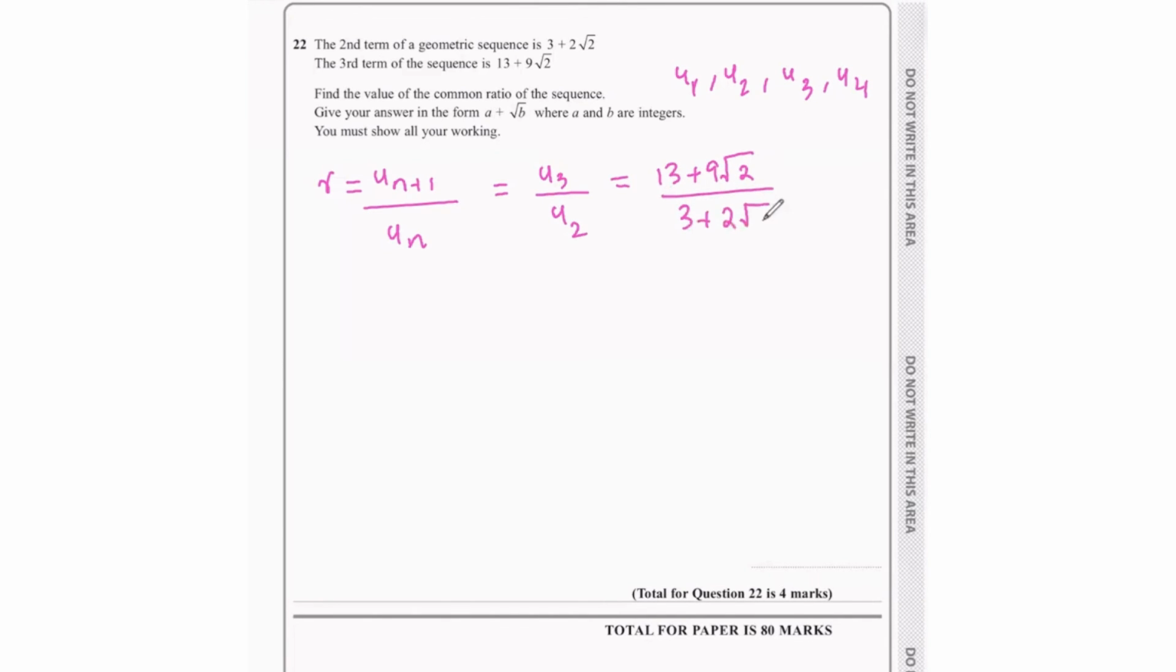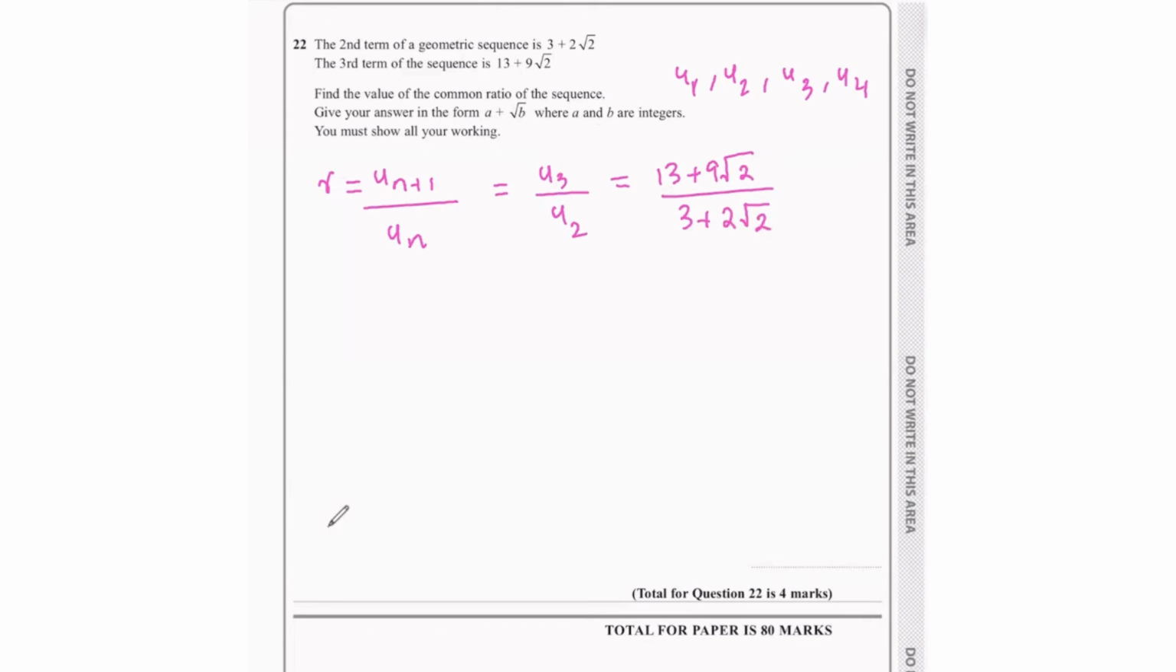So for this, you need to remember that in a geometric sequence, the common ratio is found by dividing 2 consecutive terms. So your n plus 1 term is being divided by n. That means the bigger term is being divided by the smaller term. For example, if you have u1, u2, u3, u4, you would divide u4 by u3 or u3 by u2 or u2 by u1. That's how you find the common ratio. So over here, we divide the third term by the second term, which is 13 plus 9 root 2 over 3 plus 2 root 2.